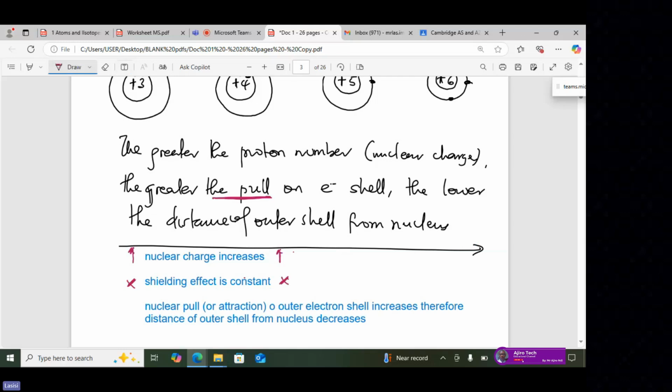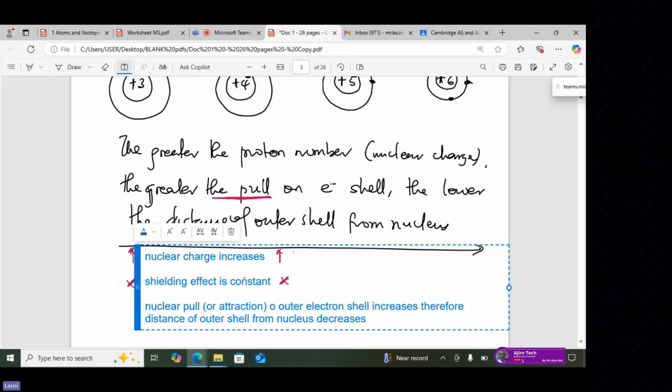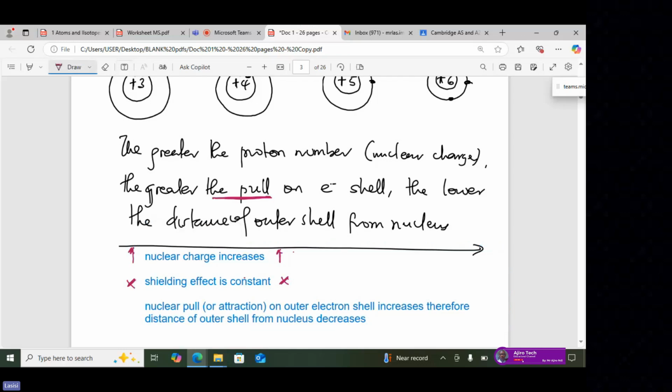Now, look at the second, third point. Nuclear pull on outer electron shell increases. Therefore, distance decreases. Distance is what? It's decreasing. What would happen to IE as distance is decreasing? IE should increase. Do you agree? I agree.